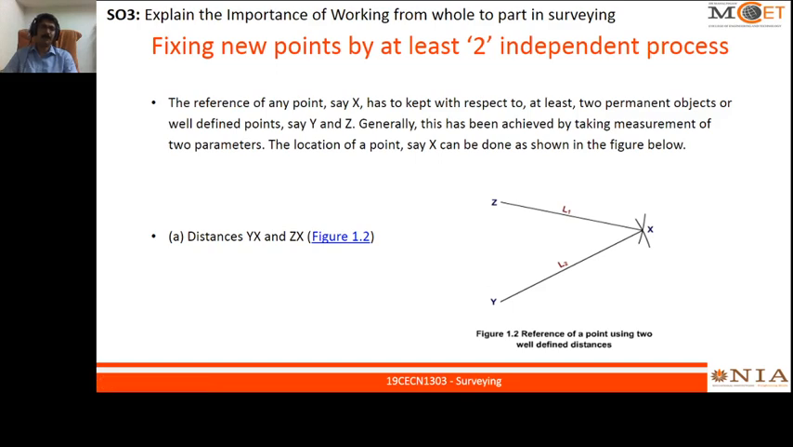The meeting point gives the third position. Here, if the two distances L1 and L2 are known, we can avoid the error also. So at least two independent new distances are required to fix the new point.